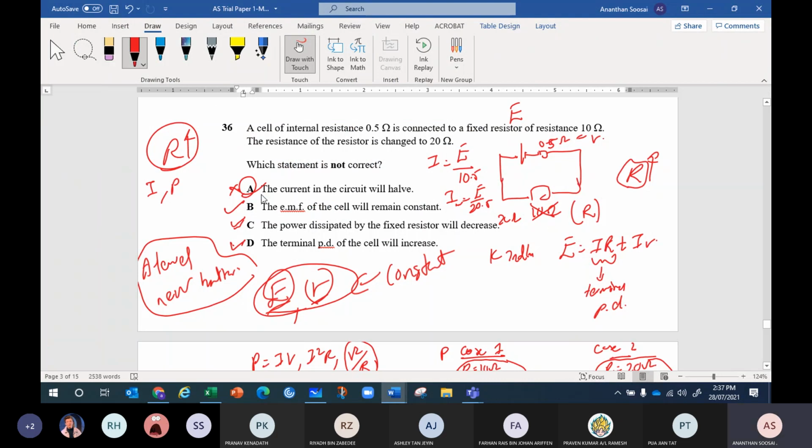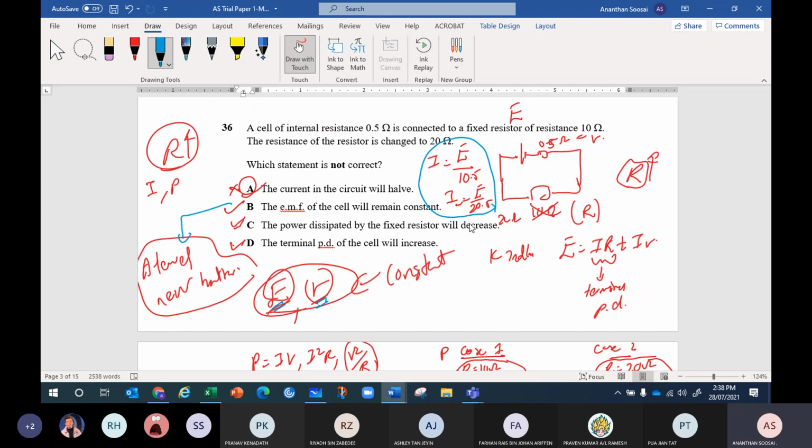Okay, I hope you understand all the reasoning. B, the EMF of the cell will remain constant, is a fact you need to remember. E and the internal resistance of a battery never ever change. For A levels, always assume a new battery. Of course, in reality, if you use a battery after a year, like a phone battery, the EMF will drop slightly. But in A level, EMF is constant.